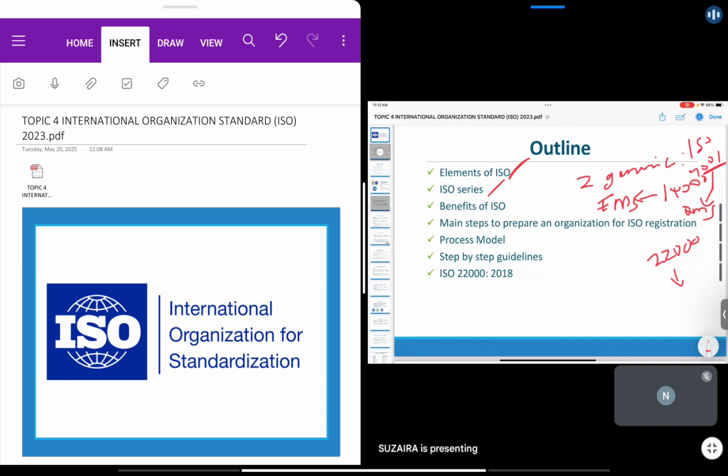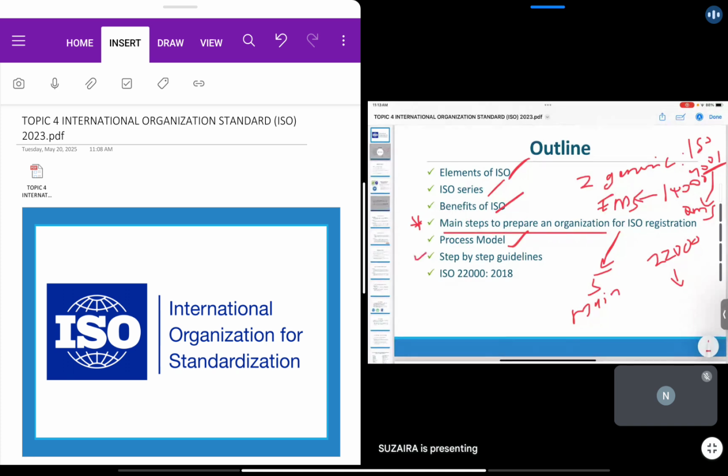We're going to look in terms of the benefits of ISO. This is considered the important one, the main step to prepare an organization for ISO registration. So basically, we have five main steps under the ISO registration. And we also have the process model. When we talk about quality, it is more towards improving the current condition. So the process model is more towards identifying our problems and then working on them, to enhance the process, to enhance the procedures or whatsoever.